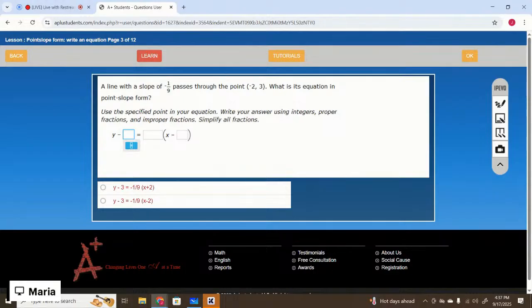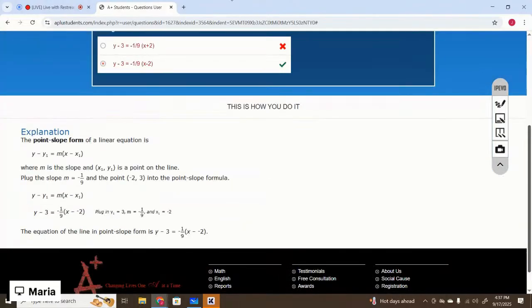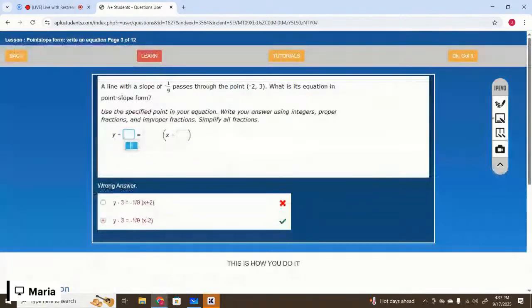A line with a slope of negative 1 by 9 passes through the point negative 2, 3. What is its equation in point slope form? Y minus 3 equals negative 1 by 9 times x plus 2. Option number 1 is the correct option. What's wrong with the signs? Minus minus 2 makes plus, and negative makes it positive.